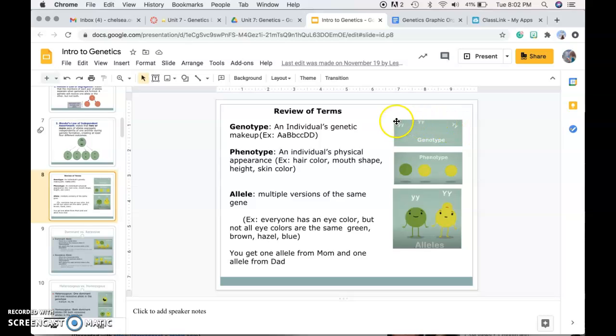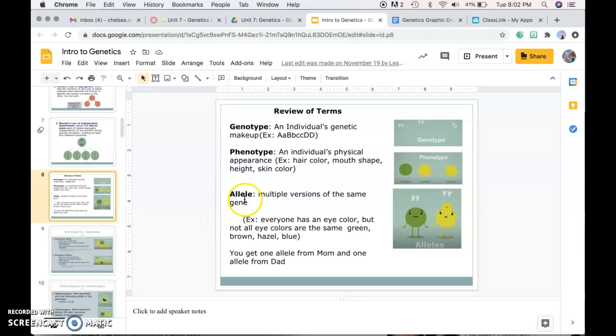And it codes for the physical expression or the characteristics that we see. What we see is an individual's physical appearance. That's their phenotype. So the genotype, the code, codes for the physical expression. So here in this example, we've got 2 little y's, and that codes for a green pea plant. 2 capital Y's code for a yellow pea plant. And a big Y and a little y also code for a yellow pea plant.